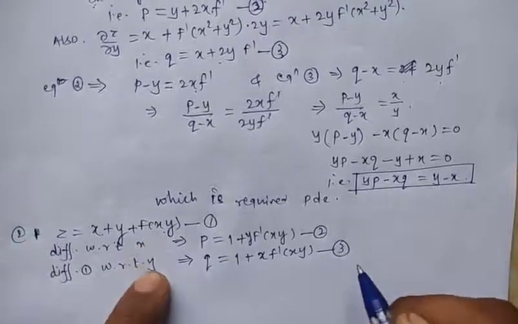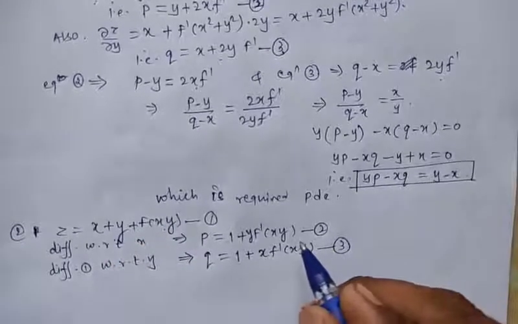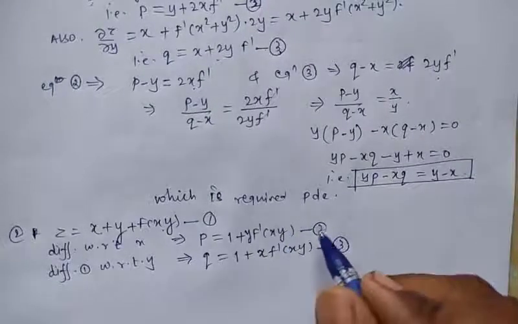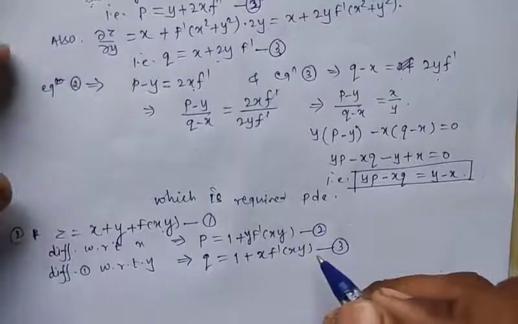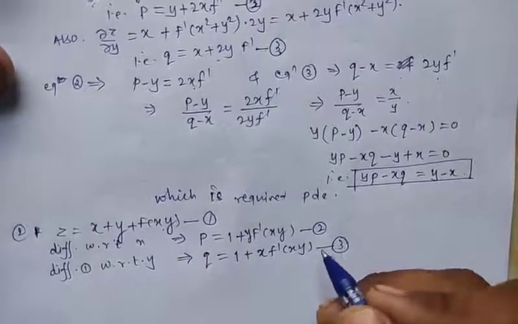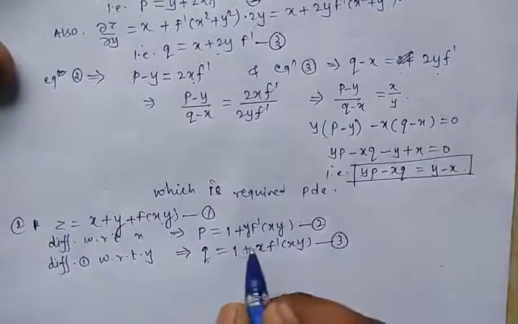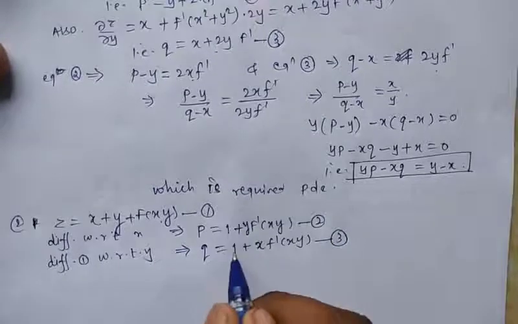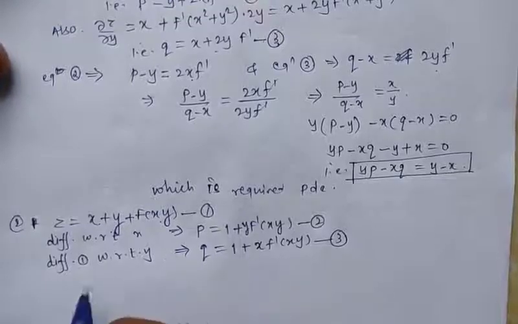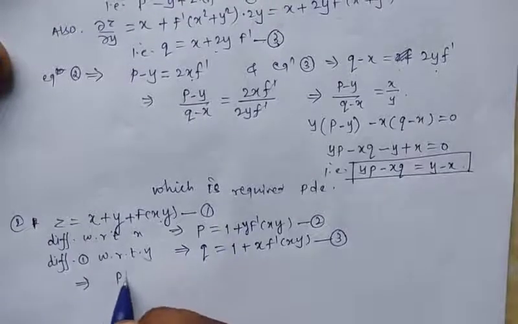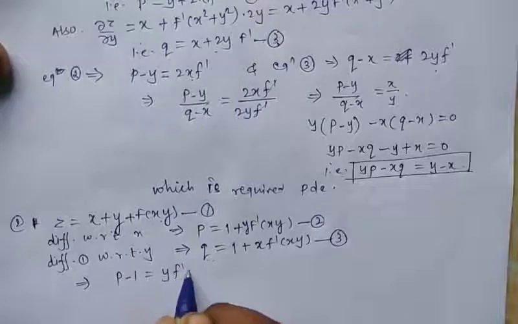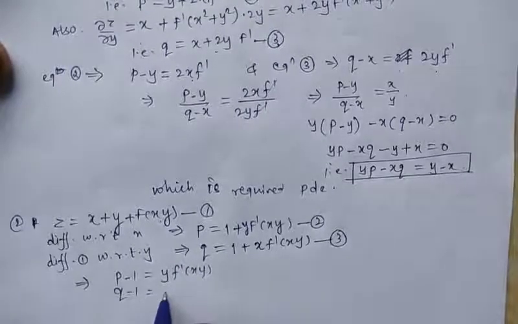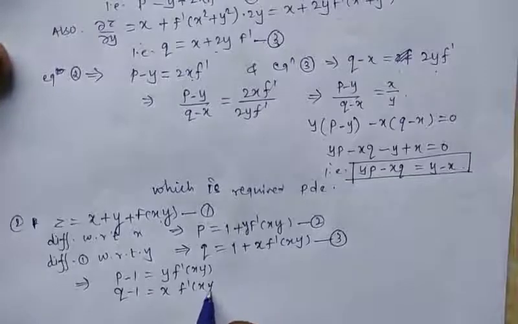So call this equation number 3. Now to remove f dash of xy from equations 2 and 3, let's form the partial differential equation. So how to remove this? I will put this value on the left hand side, so this can be written as p minus 1 is equal to y into f dash xy, and this one can be written as q minus 1 is equal to x into f dash xy.